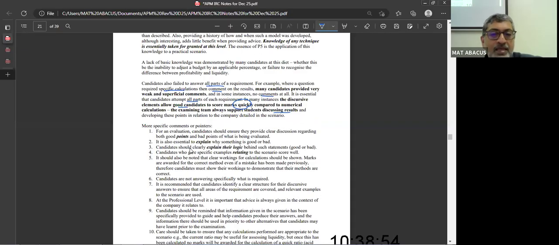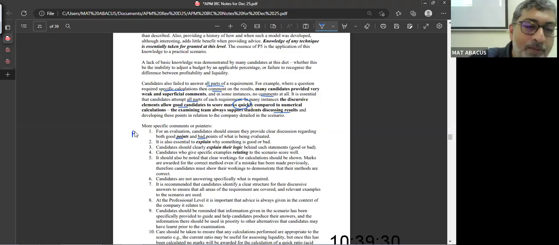Now, this is coming from the examiner. The examiners say, when we ask to evaluate, candidates should ensure they provide clear discussion regarding both good points and bad points. So if the indicator is a good indicator, tell me the good point about it. If another indicator is not a good indicator, tell me what is bad about it. Students tend to not explain enough, when it's bad or when it's good. Both cases. If it's a good point, you need to explain. If it's a bad point, you need to say why you think it's a bad point.